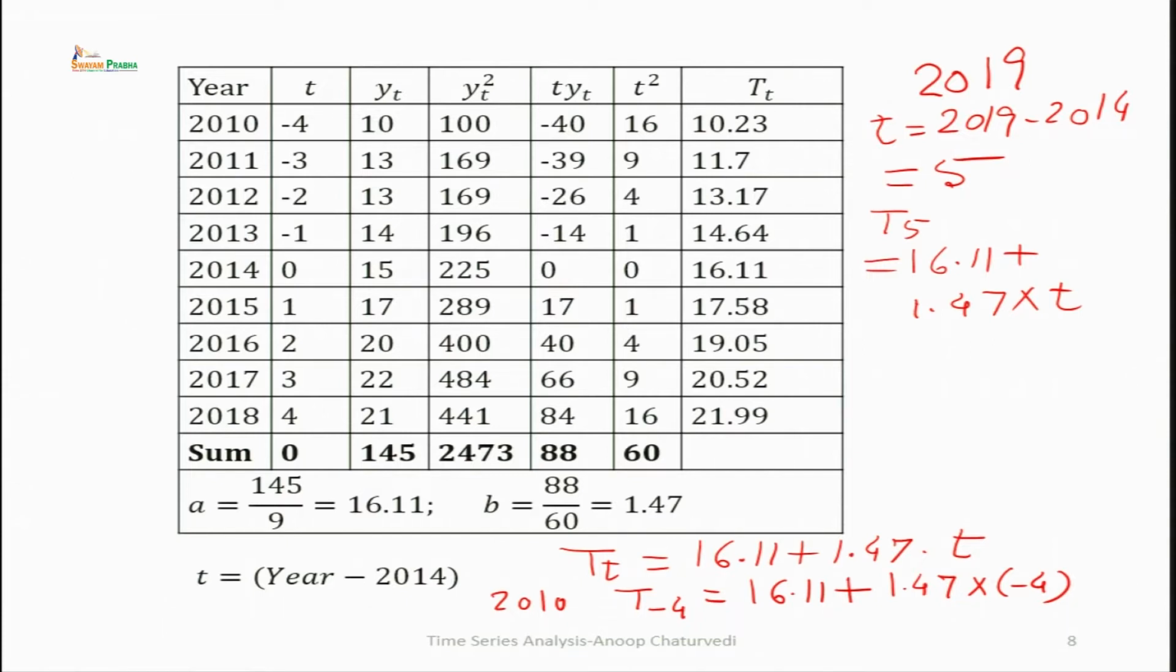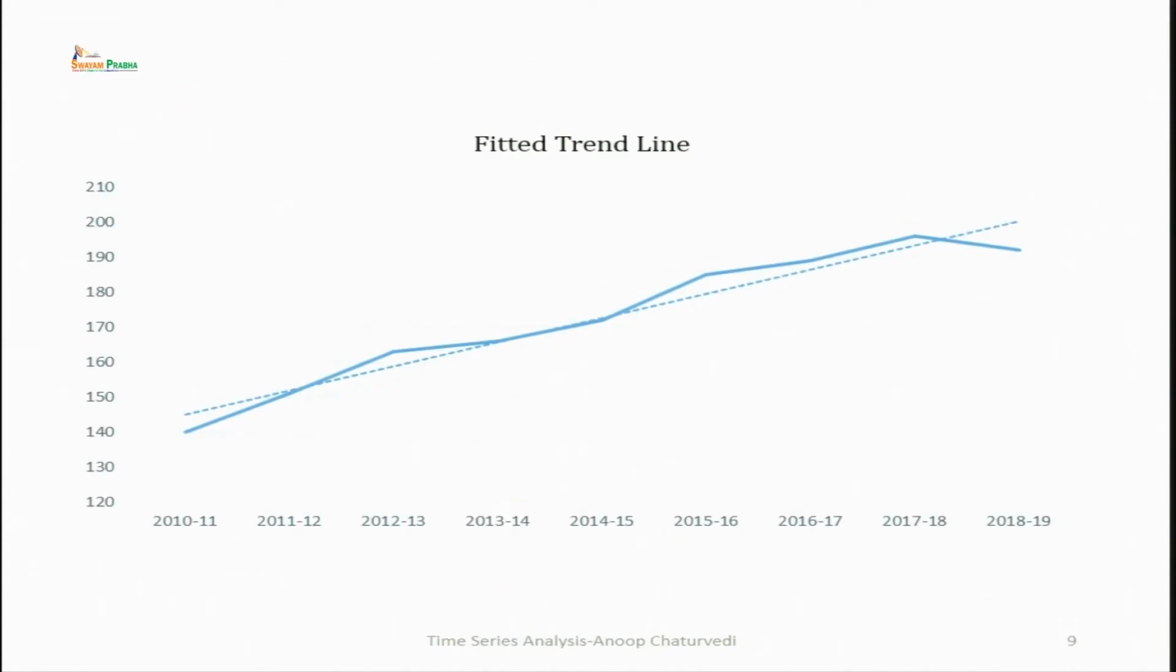Now, remember, this kind of prediction of trend values is not possible with the method of freehand curve fitting, because you do not get any mathematical formula. Now, this is the fitted trend line for our data set. Sometimes your observations are above the trend line, sometimes your observations are below the trend line, but if you add all these differences, then the sum of differences is 0.